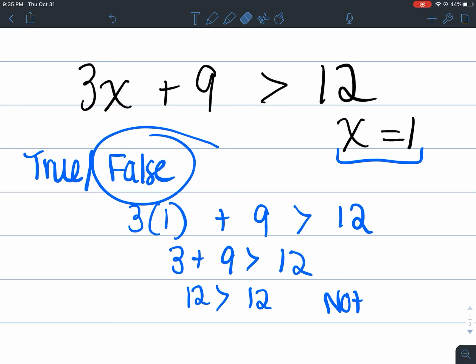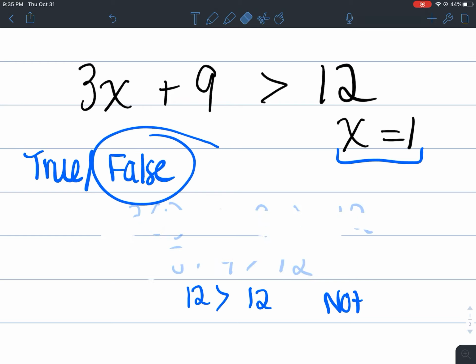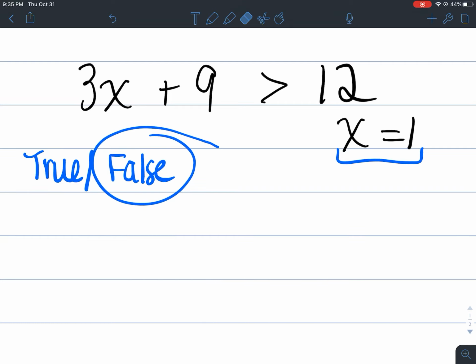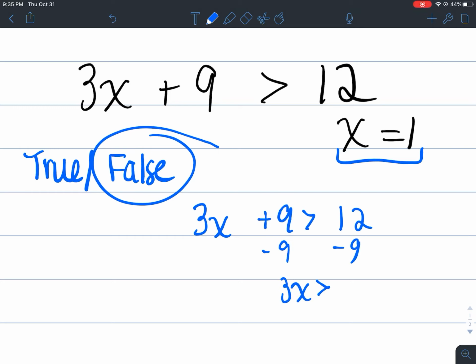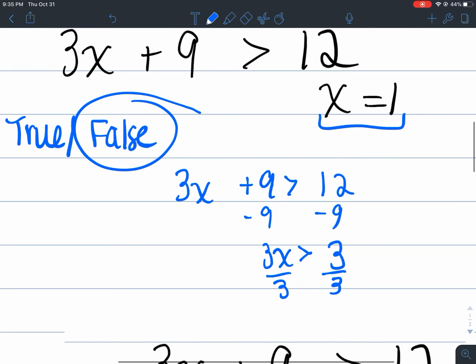The other method you could do besides substituting to check the point, remember that inequalities have an infinite number of points. So there can be many solutions that you circle. You just have to make sure it fits the right criteria. The other method you could do with this is you could actually solve it. So subtract 9 on both sides. No flipping of the inequality sign here. Divide by 3. And you get x is greater than 1.